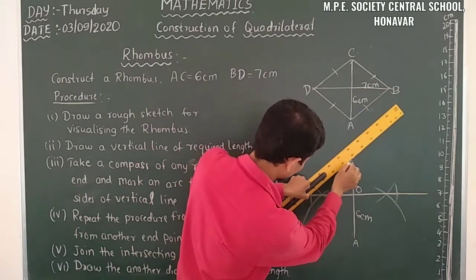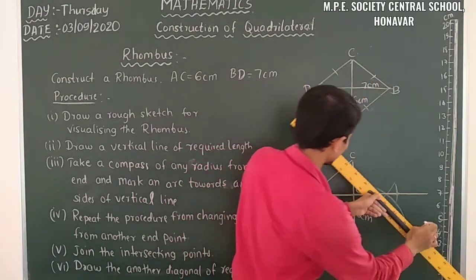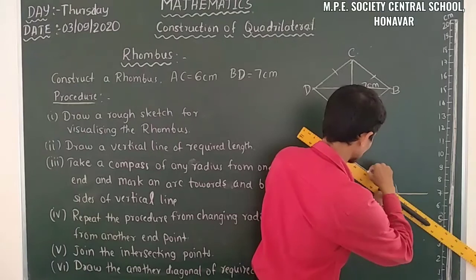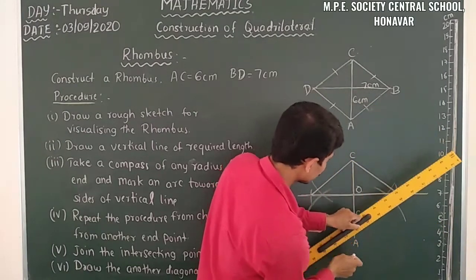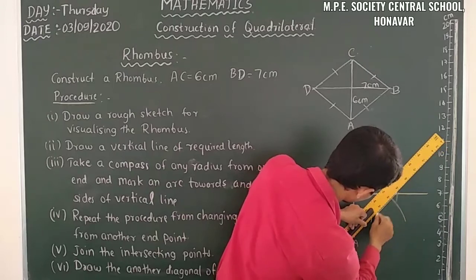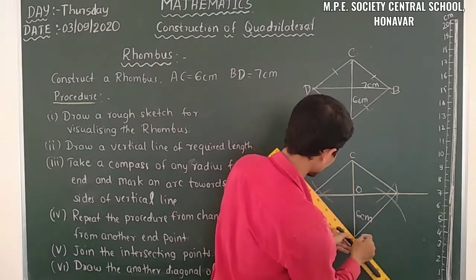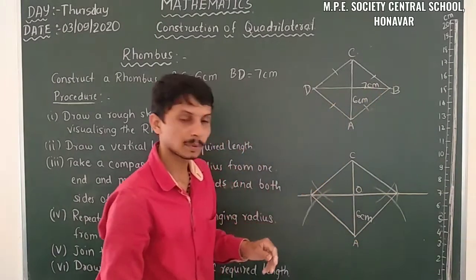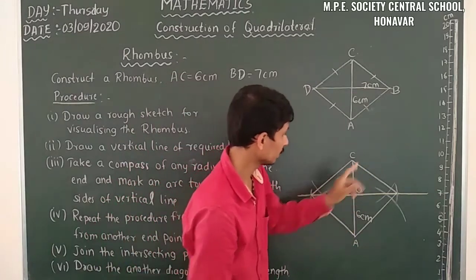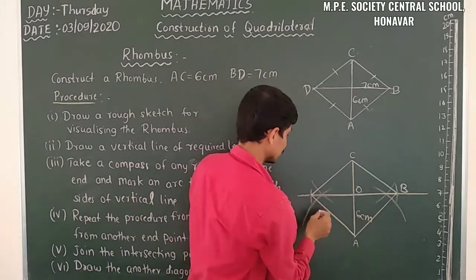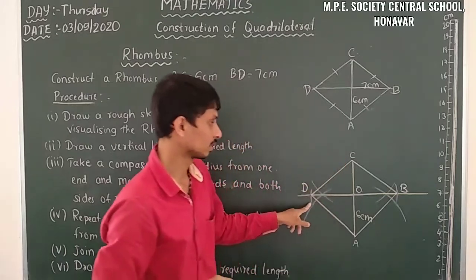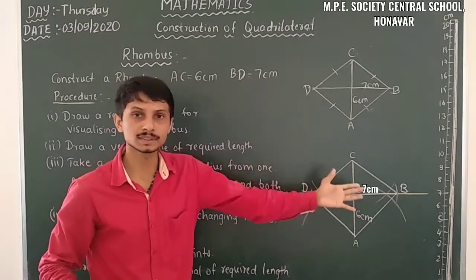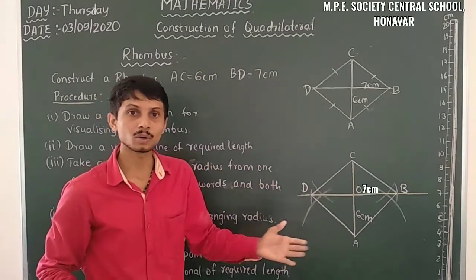Here we have to join the sides like this, and here also we have to join the sides. Then we have to join the side here also, and here also we have to join the sides. Then label the diagram. Here it is A, it is B, it is C, and it is D here. So from the procedure we can draw the rhombus easily. I hope you understood that.